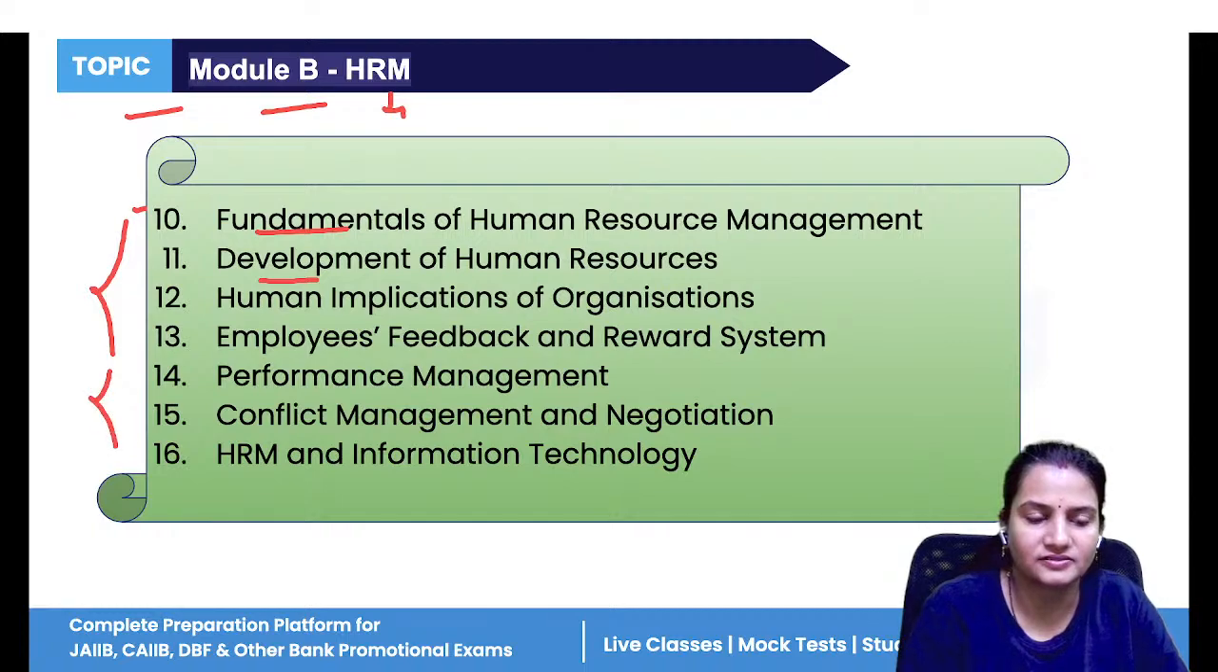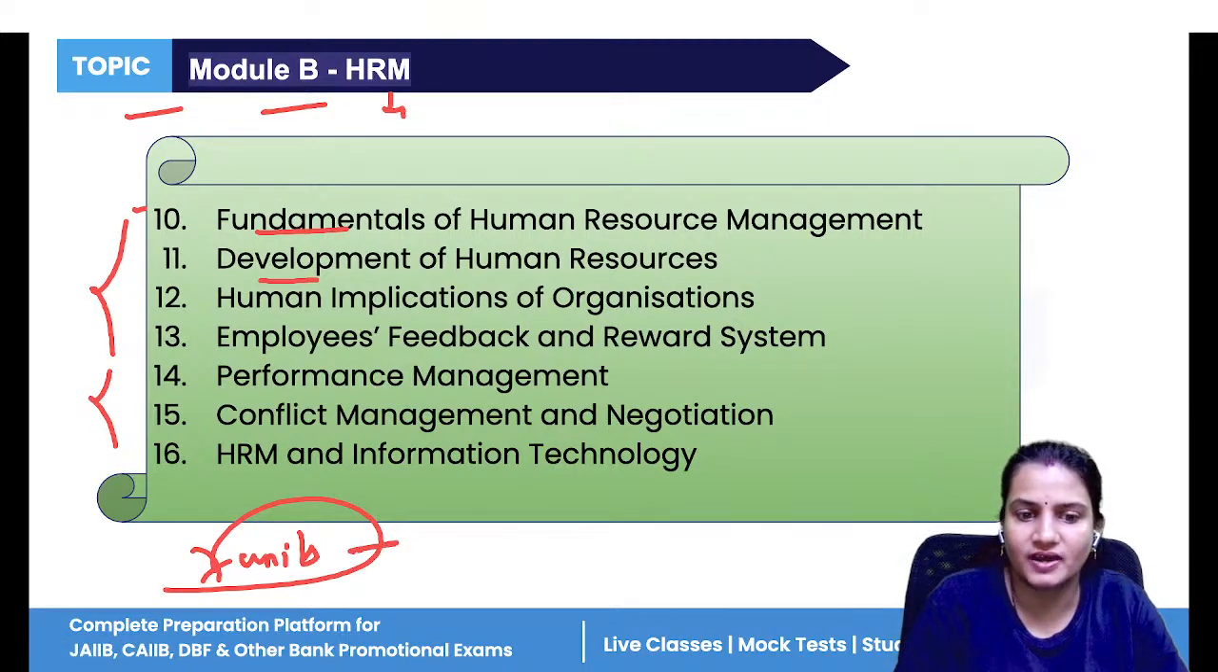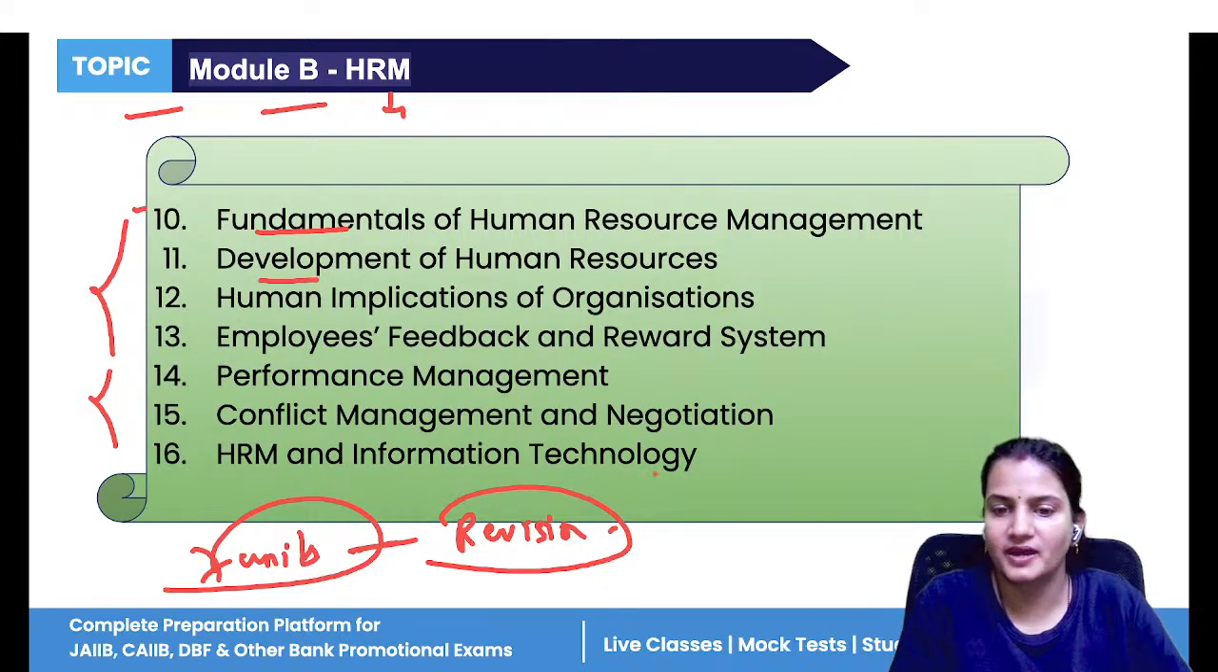So again, it consists of 7 units in HRM, and we will revise each and every topic that is more important for your exam. Because crash batch is for revision batch. So those who have already studied in their foundation batch, those who have already completed their syllabus, they can revise in this batch, in crash batch.